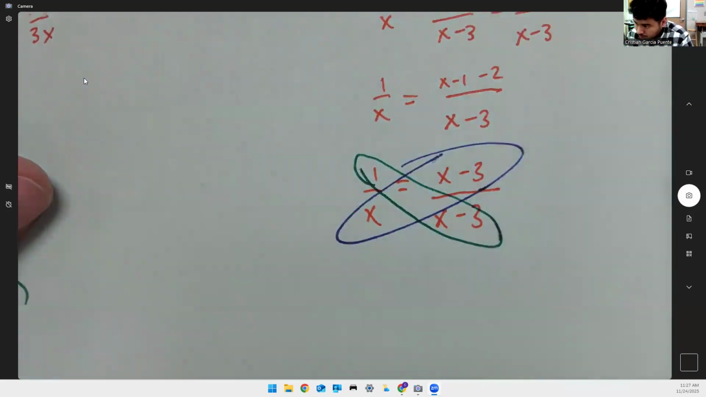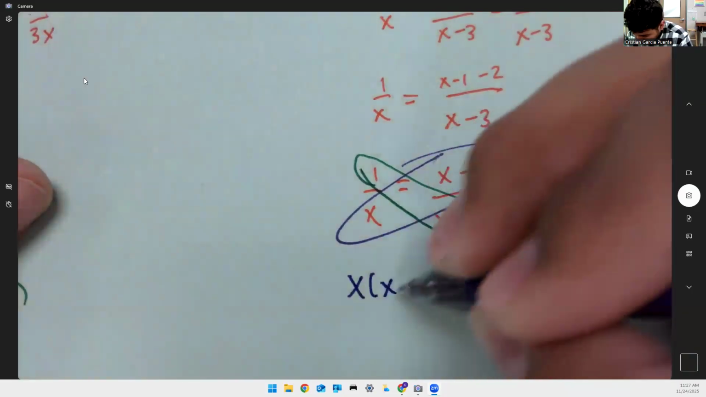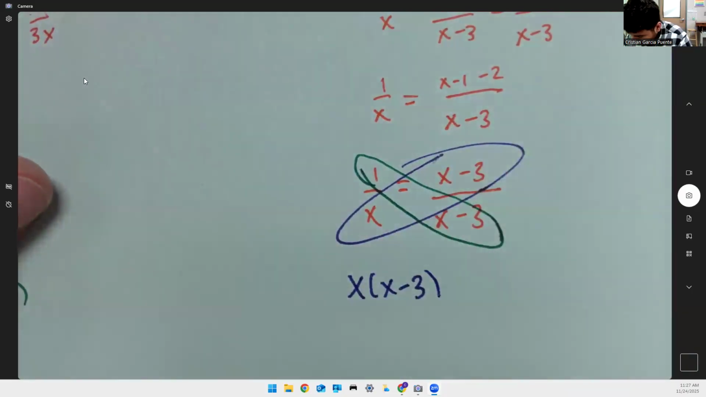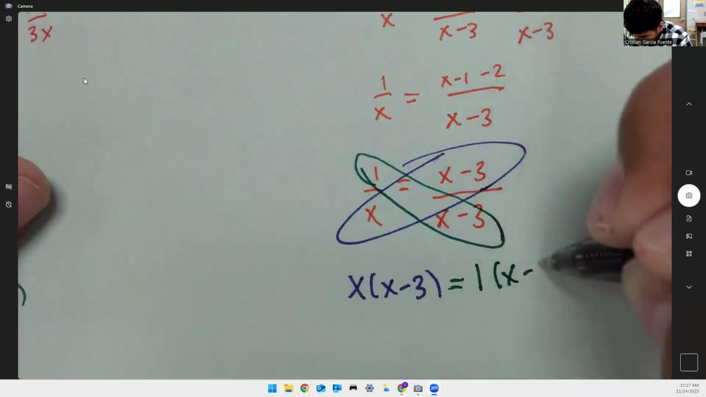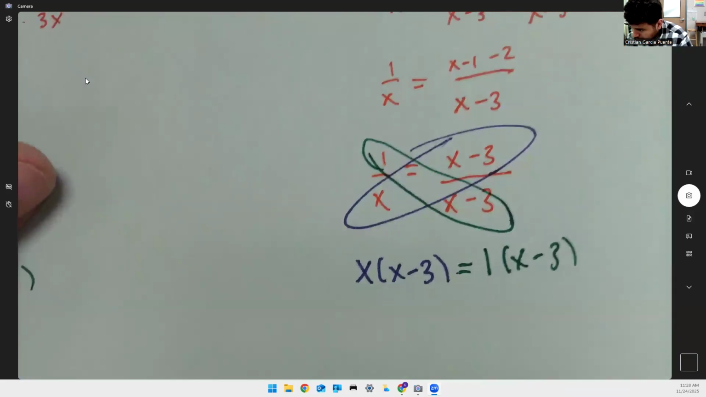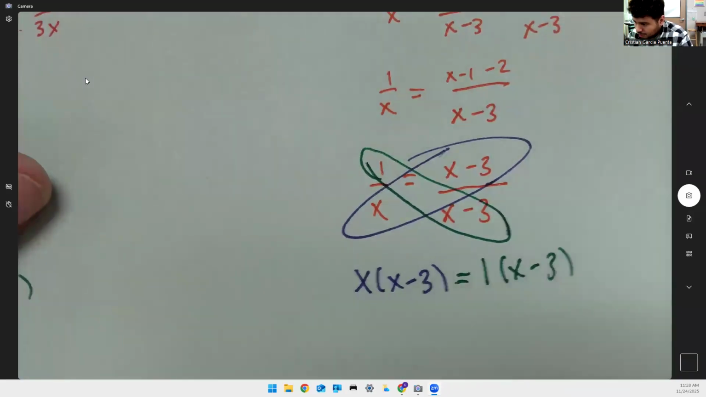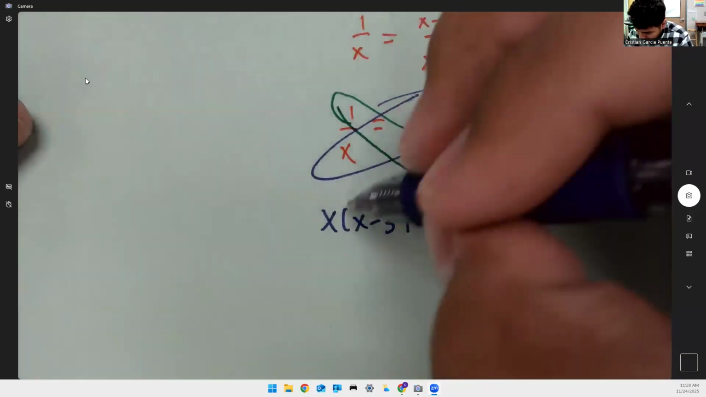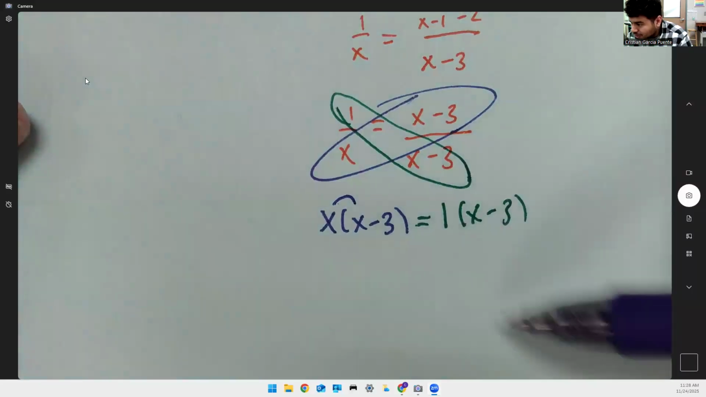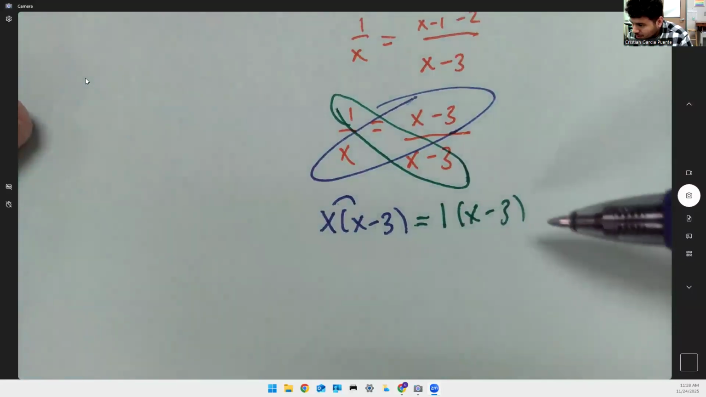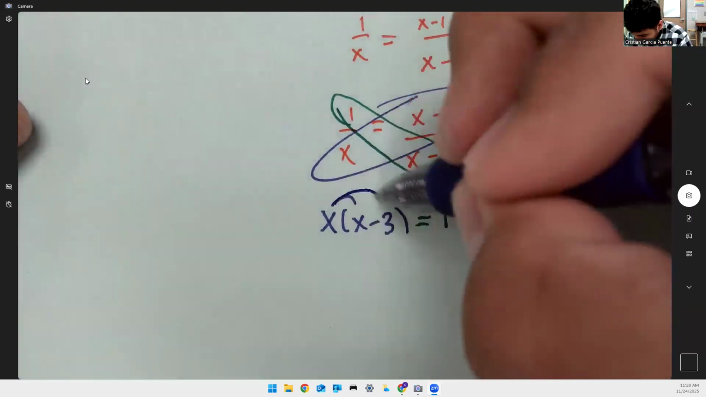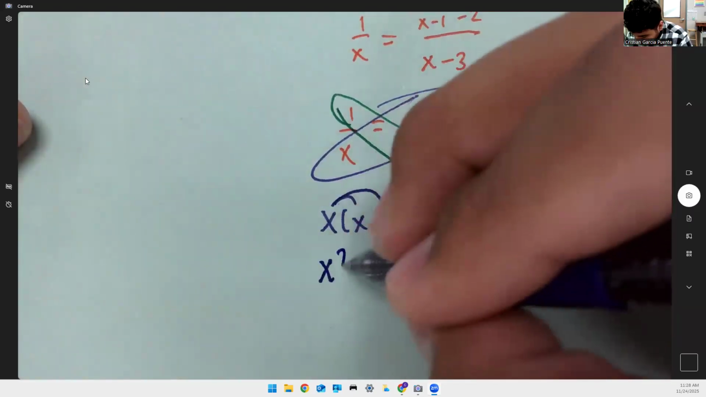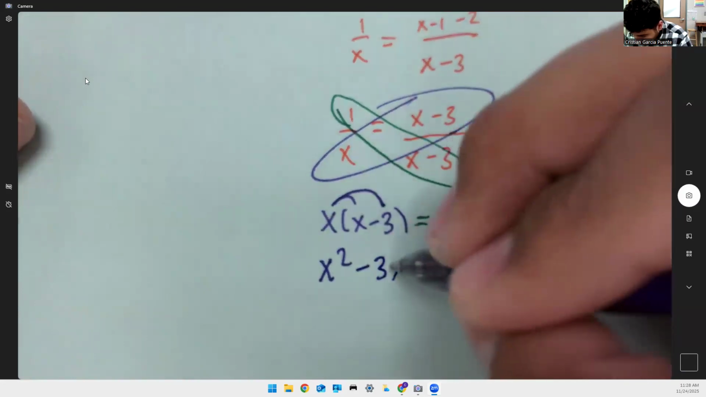So what do I circle in my blue circle? It's x and x minus 3. In my green circle, it's 1 and x minus 3. And now I'm going to distribute. So you'll have x times x. Or, before I distribute, there's something you can notice if you look at this problem which just gives you your answer, but I'm saying distribute if you don't see it. So x times x is just x squared. x times negative 3 is negative 3x.